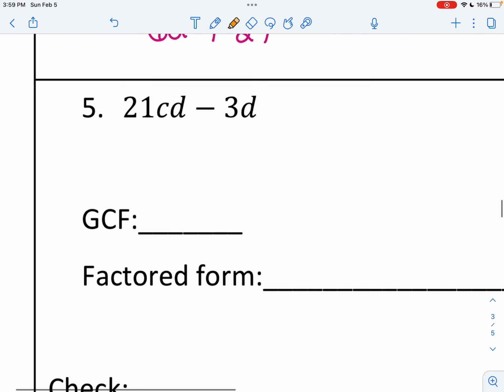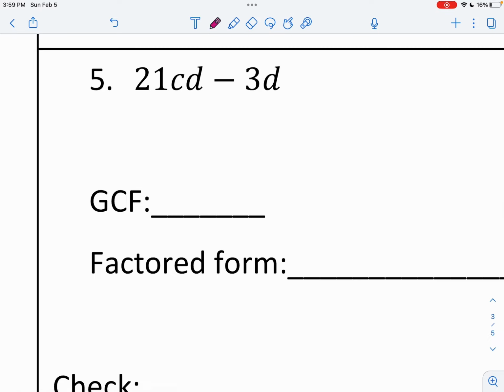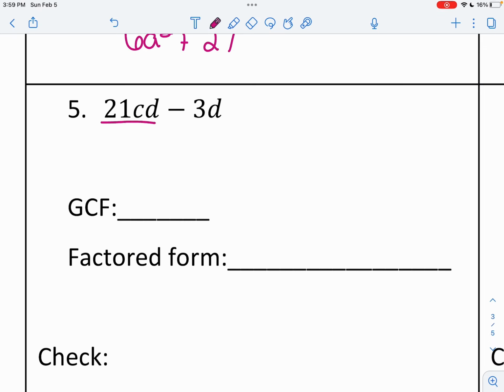All right, we're going to get more difficult in number 5. Can you think of, well, which one of these numbers is smaller? 3, right? What are the factors of 3? Well, just 3 and 1. Does 3 go into 21 and into 3? Yes, it does. So I'm not going to bother with 1. So I know that at least part of the GCF is a 3.